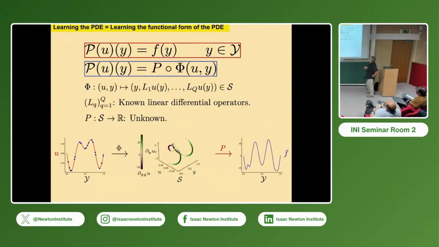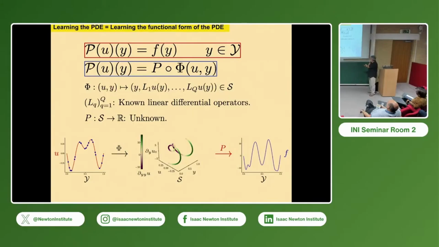Okay, so here we are going to place ourselves in a setting where learning the PDE is equivalent to learning the functional form of the PDE. What I mean by this is that we're going to assume that the action of the PDE on U evaluated at Y can be written as the composition of an unknown function, P, composed with this map phi, that is essentially a vector whose entries are Y and Q nonlinear differential operators applied to U and evaluated at Y.